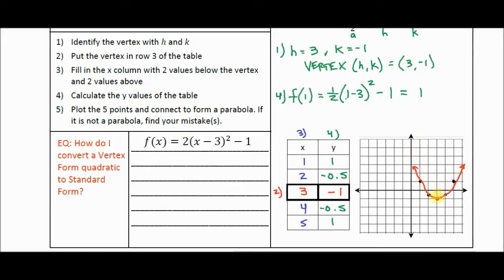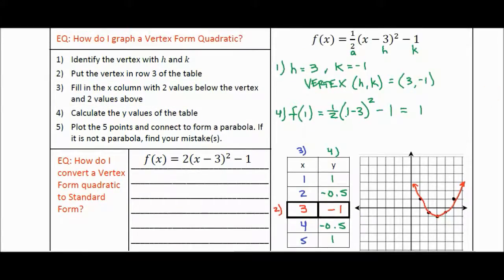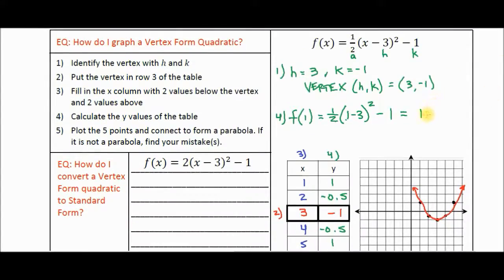Now take a look at your parabola. If it looks like those points form a parabola, then you're good to go. If one of those points is out here somewhere or over here somewhere, you know when you connect them you're not going to get a parabola. That means you've made a calculation error in your table. And those are the steps for graphing the parabola of a vertex form quadratic.